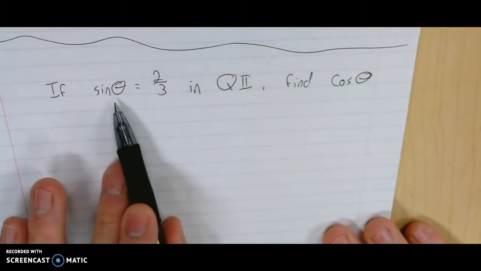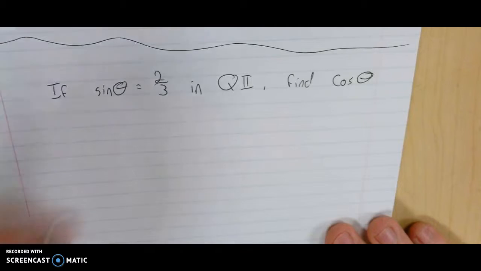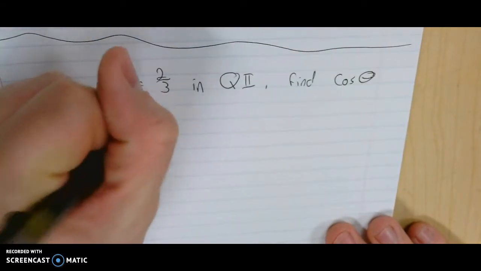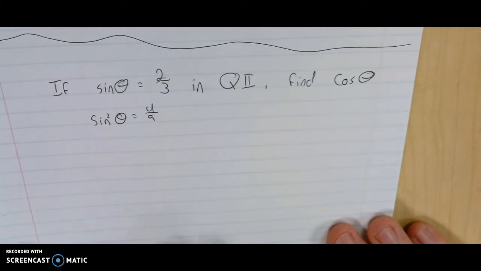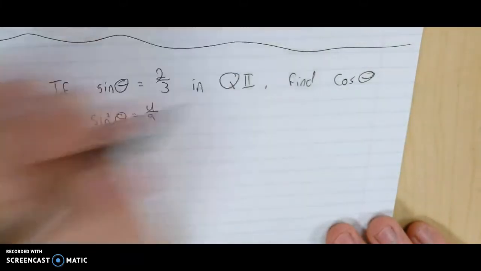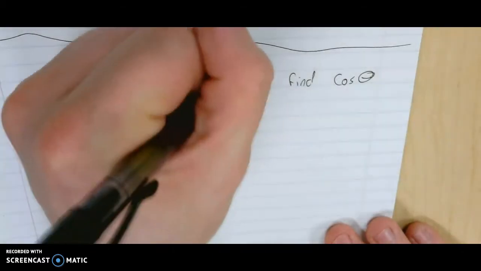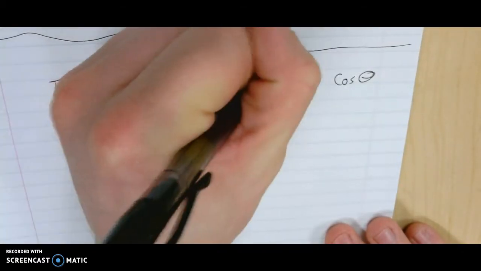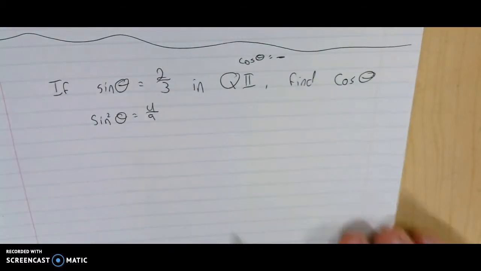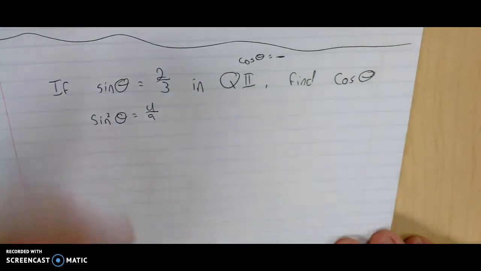So first off, sine of theta is 2/3. That means sine squared of theta would equal 4/9. So that's one thing to keep in mind. I'm just squaring the top, squaring the bottom. If I'm in quadrant 2, I know that cosine of theta is going to be negative in quadrant 2. So let's go through and solve this.